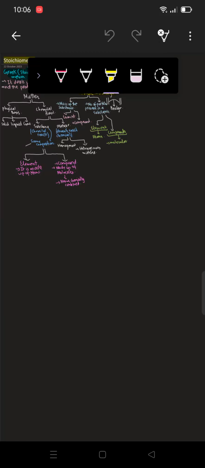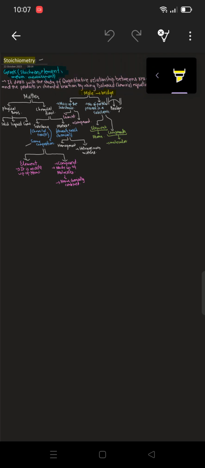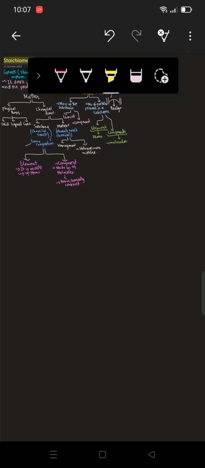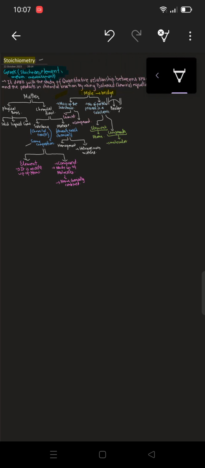Okay, so as in the last video we have discussed the general introduction to the mole. What was a mole? A mole was basically a bridge which was telling us about the connection between two parameters. The first one, the mass of the substance, with the number of the particles present in the substance, and there we discussed in great detail what substances are.